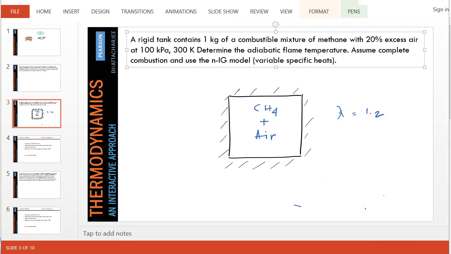In this closed process problem, we have a combustible mixture of methane and oxidizer, which is 20% excess air, in a rigid tank. The total amount of the mixture is 1 kg, and we have complete combustion using the NIG model, that is variable specific heat. We are supposed to find the adiabatic flame temperature, that is the final temperature of the products, as well as the final pressure, for example.